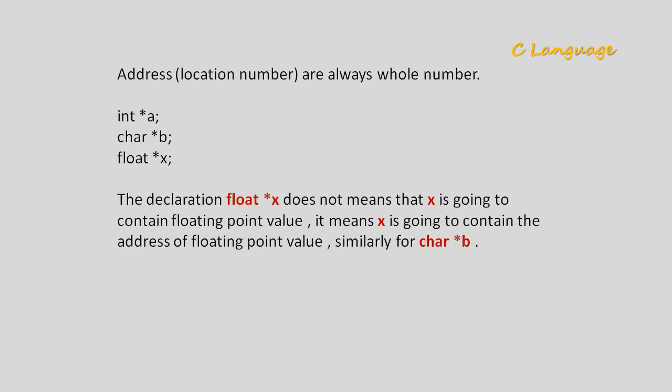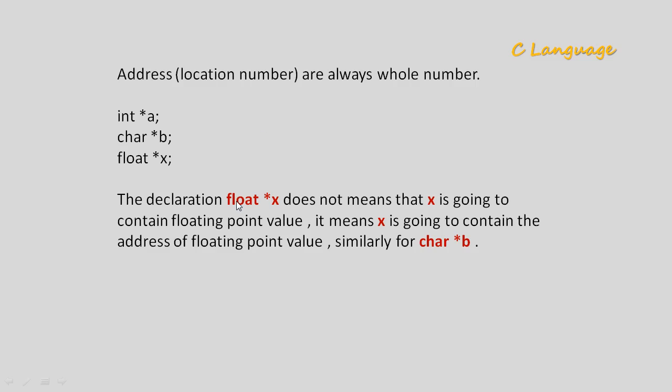Address, location number are always whole number. If we declare the pointer variable of data type integer, char, or float, the declaration float asterisk x does not mean that x is going to contain a floating point value. It means x is going to contain the address of a floating point value. So the pointer variable's location number is always a whole number.